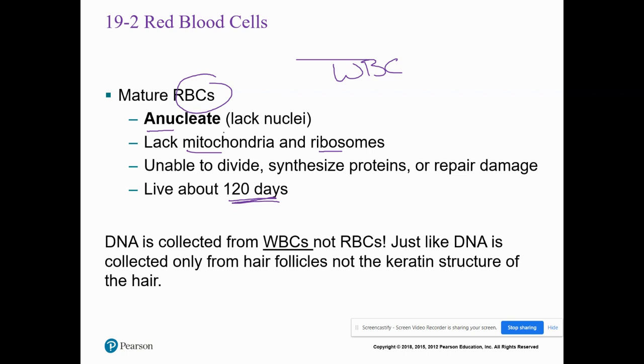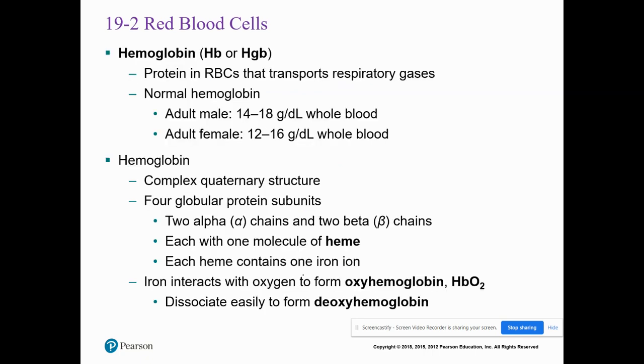Also, I said mitochondria, I said nucleus. Oh, and once they're mature, the other thing for them to be mature is they are going to start to form the hemoglobin itself, which we'll get into in the next picture. All right, so I already mentioned that DNA is collected from white blood cells, not red blood cells. And then, even if you find somebody's broken hair at a crime scene, that's just keratin itself. You get the DNA from the hair follicles.